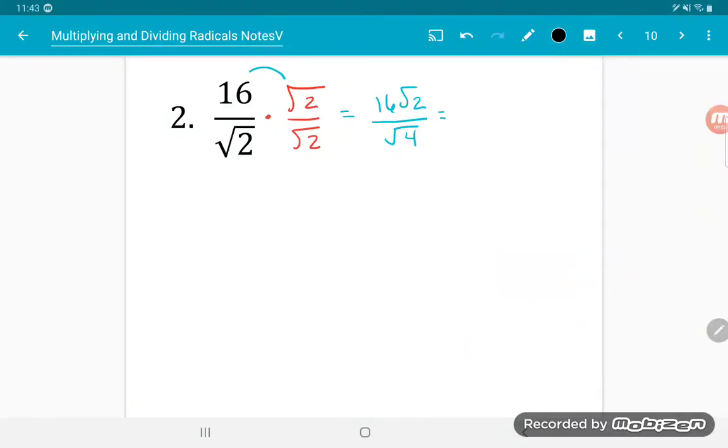Now I can start simplifying. So 16 radical 2 over 2. It's over 2 because the square root of 4 is 2. There's one final step to this, and that's going to be to simplify. I have 16 radical 2 over 2. 16 is divisible by 2, so your final answer for this second problem is going to be 8 square root of 2, or 8 radical 2.